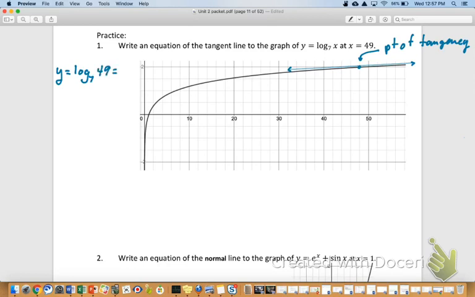Hope you're all good at your logs. What's log base 7 of 49? 2. 7 to what power is 49? The answer is 2. So I'd say my point of tangency is 49, comma 2. And you can see the graph is actually pretty accurate. This is just a graph off Desmos, so it should be pretty accurate. So I found my point of tangency. If I wanted to, I could come over here and say, well, my answer is going to be y minus 2 equals blank times x minus 49, right?